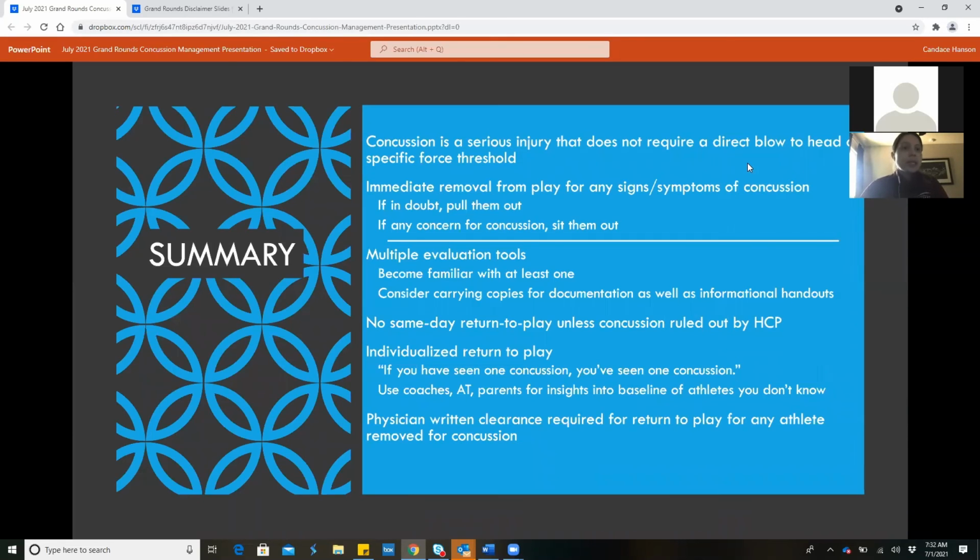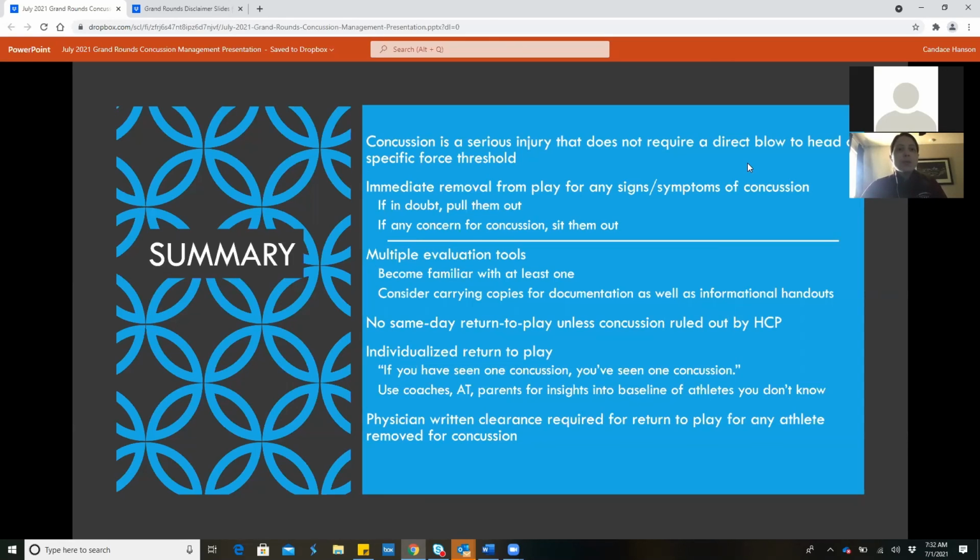And so in summary, concussion is a serious injury, but it does not require a direct blow to the head or a specific force threshold. It requires immediate removal from play. And so if in doubt, pull them out. If any concern for concussion, sit them out. Multiple evaluation tools are available. Become familiar with at least one. Consider carrying copies for documentation purposes, as well as informational handouts for parents, coaches, what have you.